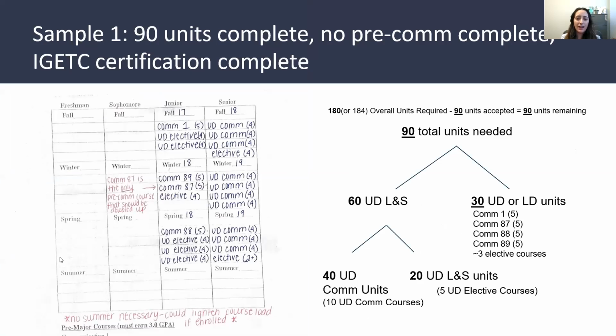So now I have 5 examples that I'm going to go through very briefly, but you'll probably find one that falls really closely to your unique situation. This sample student has 90 units completed when they transferred in. They didn't take any pre-comm classes before coming to UCSB, but they did have their IGETC certification. So like I said, it is possible to graduate in 2 years or 6 quarters with proper planning, and this is an example of what that schedule might look like.